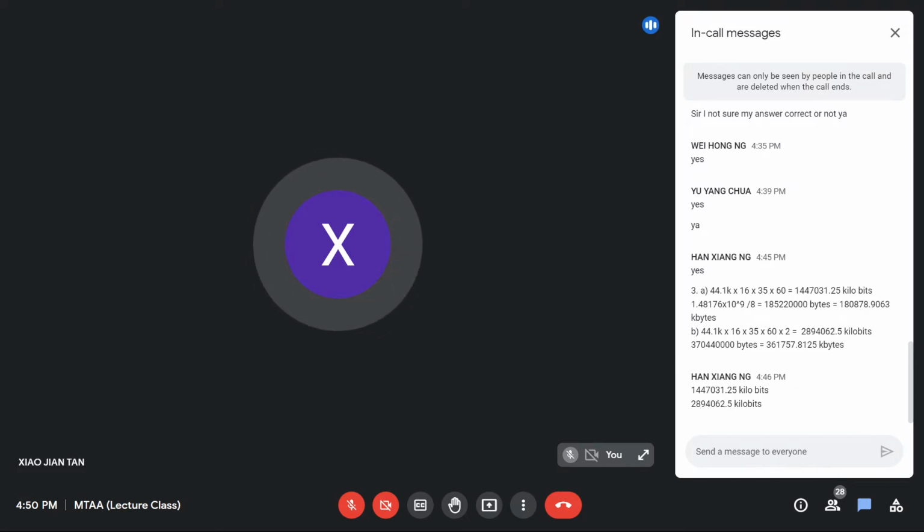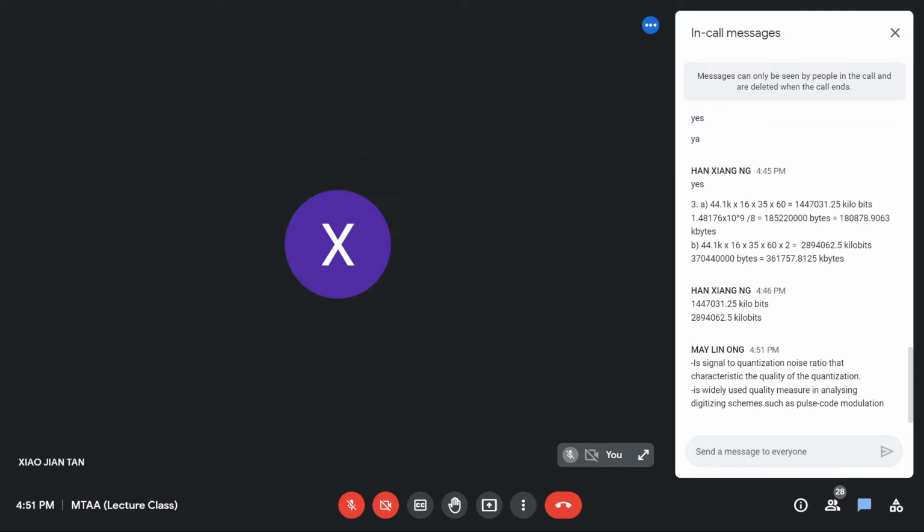Okay, so we have question 4. Define the signal to quantization noise ratio. This is very, very easy. SQNR, anyone? Nailing on, are you there? Maybe you can share your answer. I think this one is okay to share in the chat box. You can just put it in the chat box.